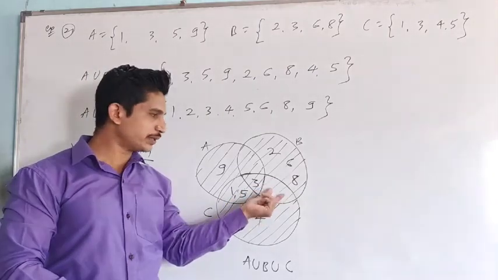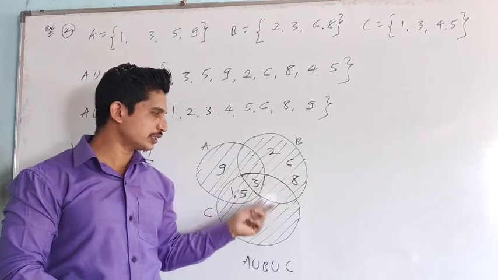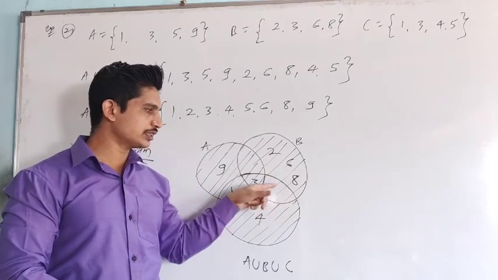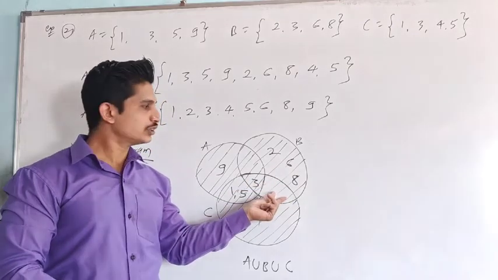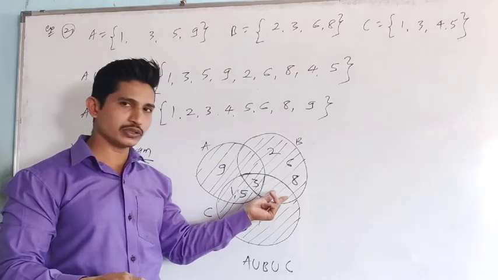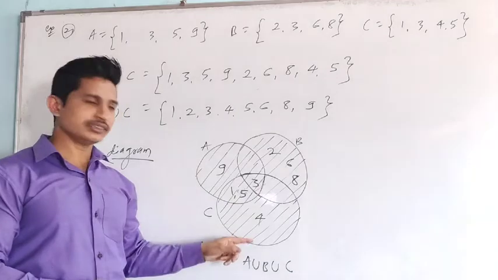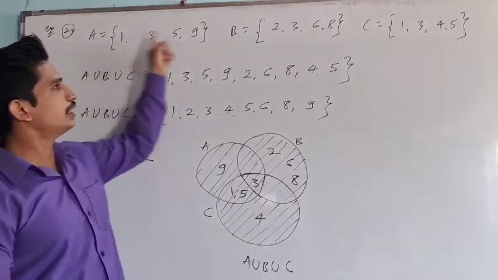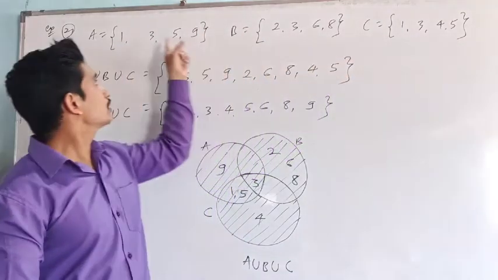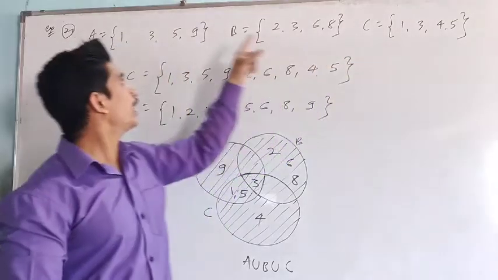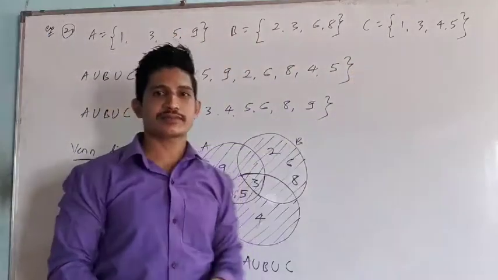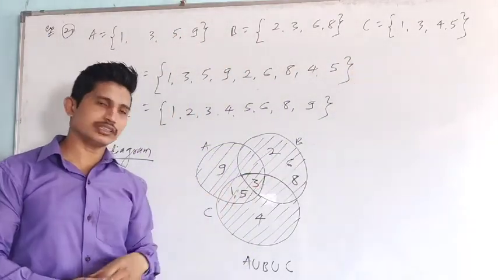No number. This is the place for what? Only for B and C. See that B is here and C is here. This is the place only for B and C. So there is no common between B and C. Combinedly 3 is there. Now A and C. A and C, 1 is common there, 3 is common there, and 5 is also common. So 3 I already wrote here.